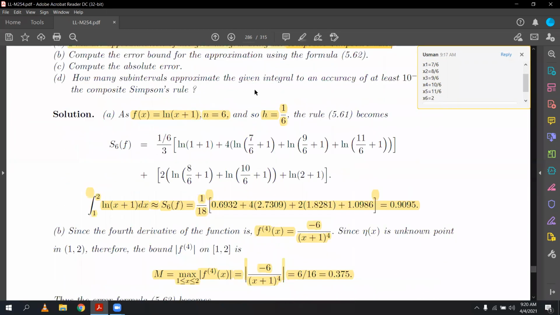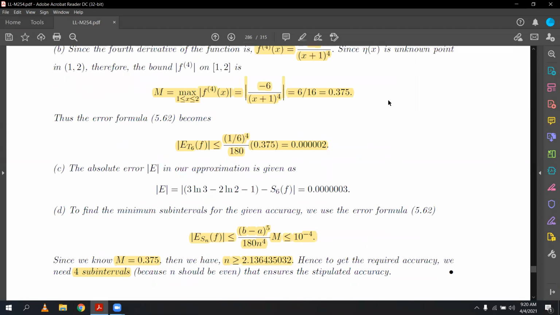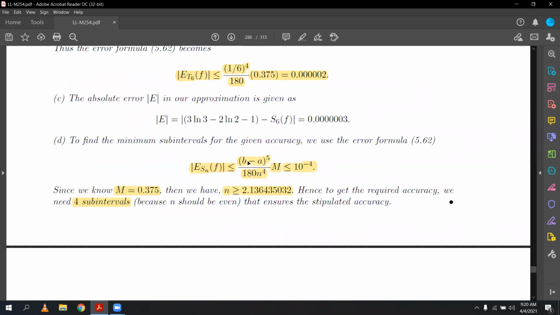The last part asks how many subintervals. Same thing like we did before: how many subintervals with the accuracy 10^-4? And we know this is the error formula in terms of n, the error bound formula for the composite rule.